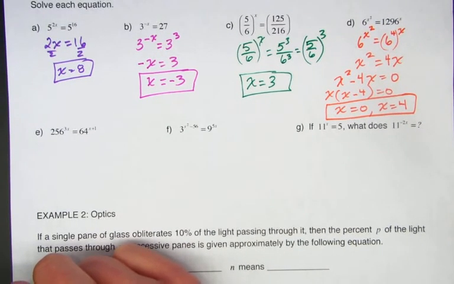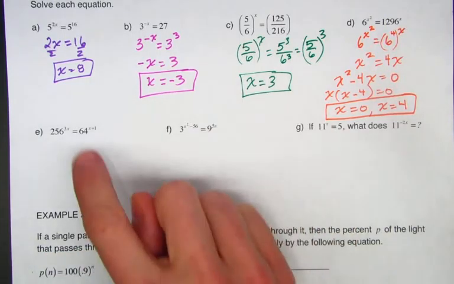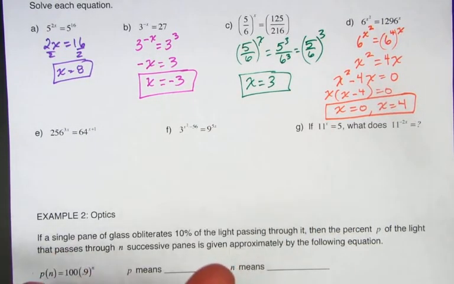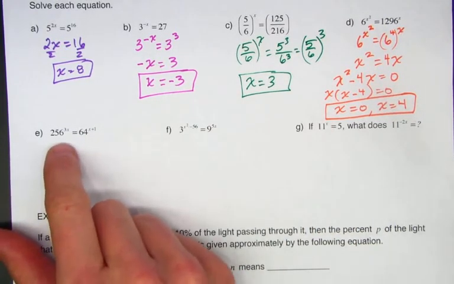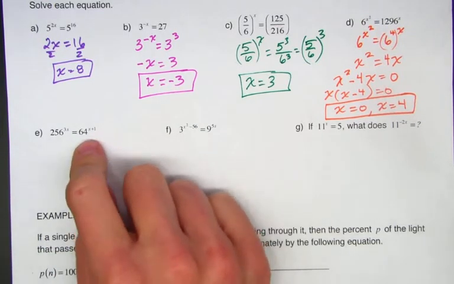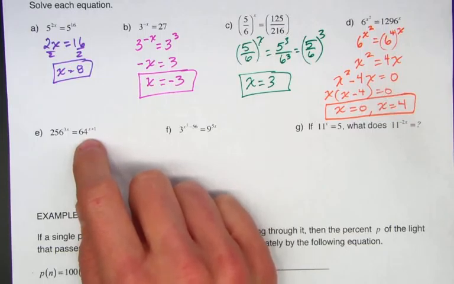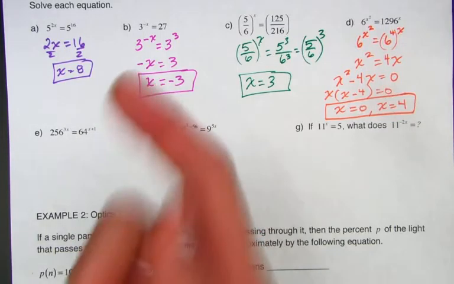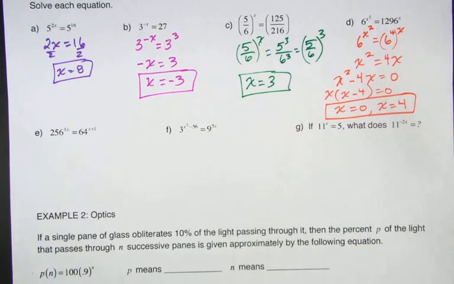Like 64, for example, can be written as 8 squared, right? The problem is 256 is not 8 cubed. So 8 is not a good choice for a base. So let's find another base. So for 64, what else could we have for a base? 2, 4. We can try 4. All right, so for 64, that's 4 to the third power.